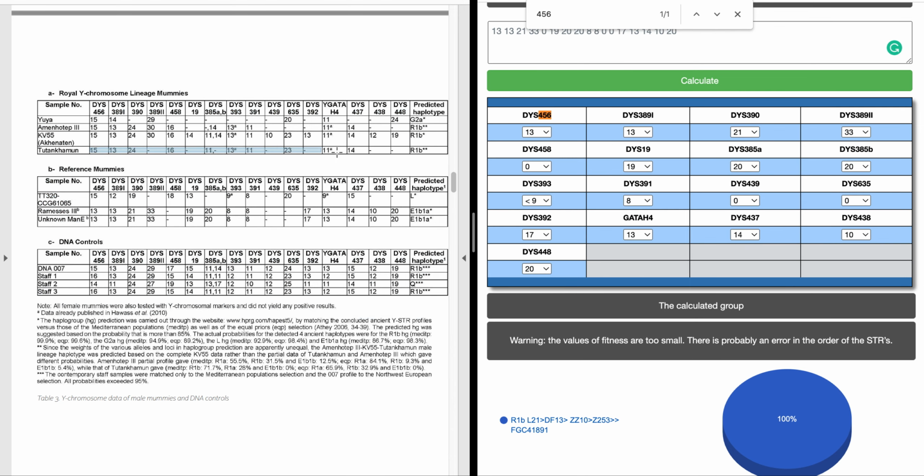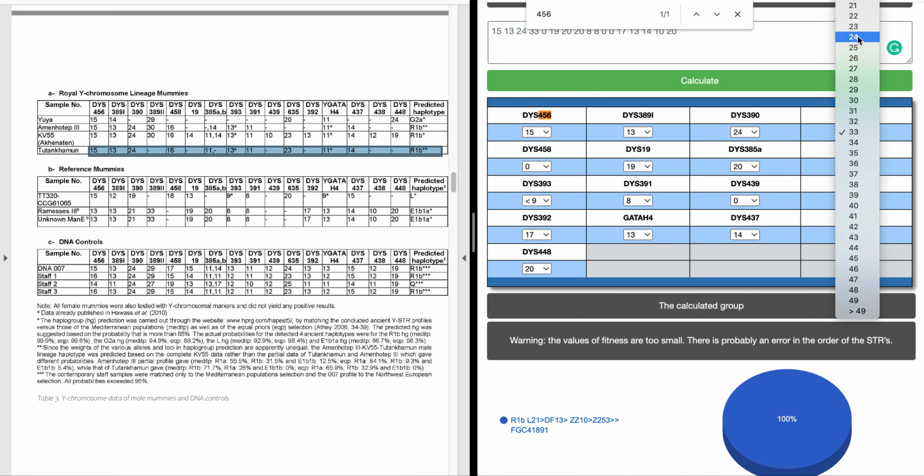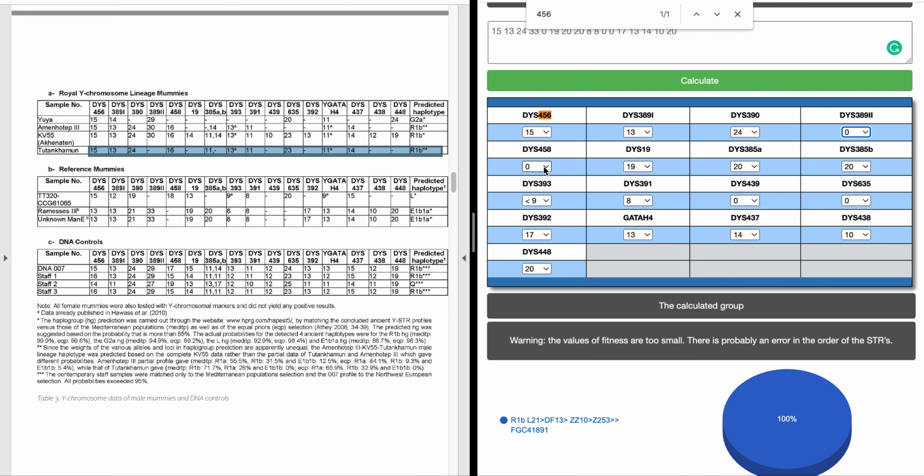What I like to do also, just so I stay on track, is highlight the STR markers of the one I'm going to be focusing on. So the first one is 15, 389 is 13, 390 is 24, 389-2 is blank, so go ahead and tick that one off. 458 is 16, DYS19, or my bad, it's blank.